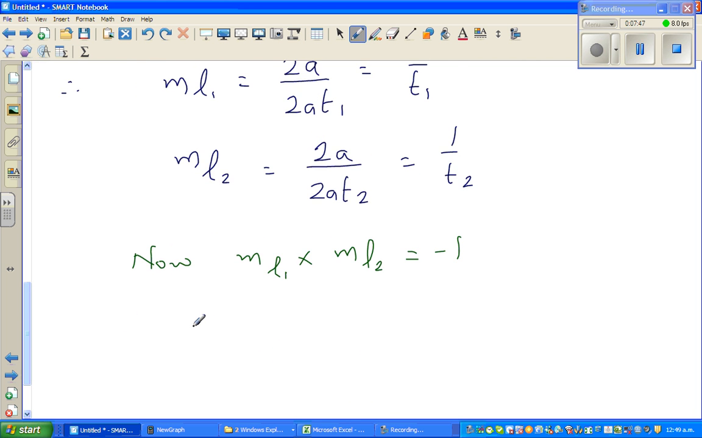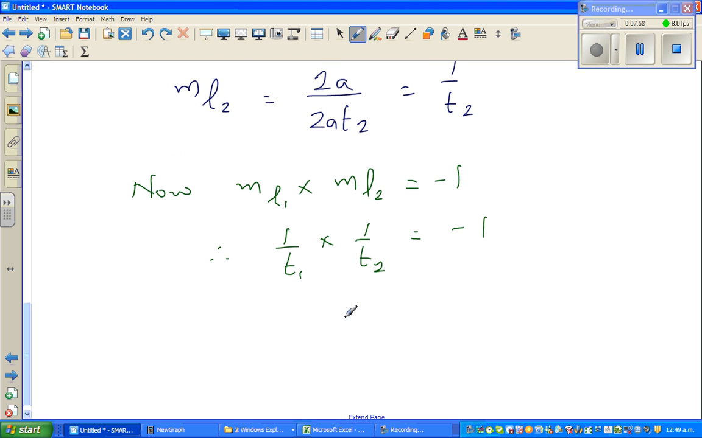So therefore I can say 1 over t1 times 1 over t2 is -1. If you take the reciprocal, the answer remains the same. Therefore this is a very important result: t1 times t2 is -1. Okay, so in calculus questions, at times you don't know what you're doing, but you need to keep working.